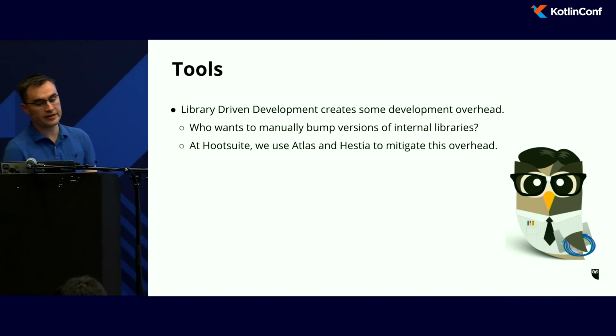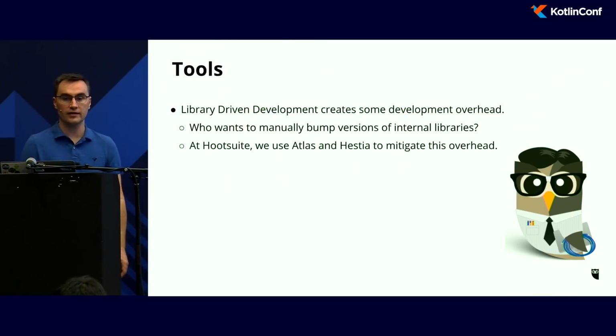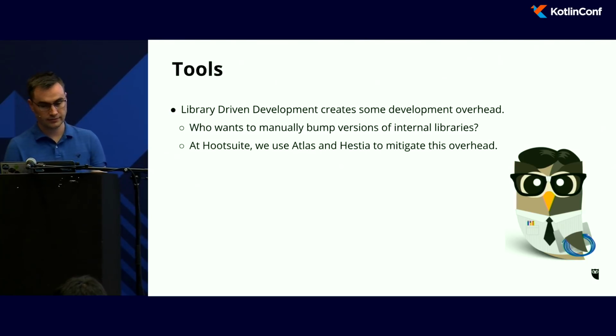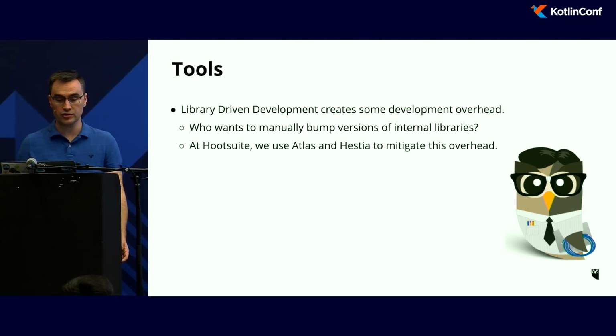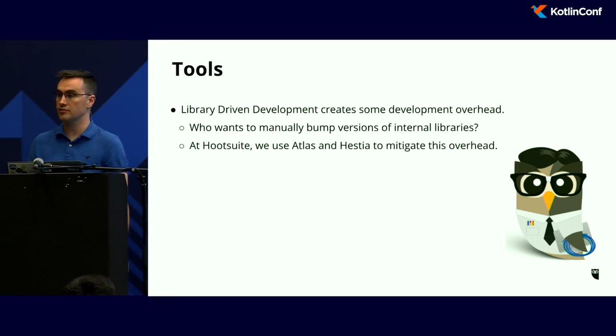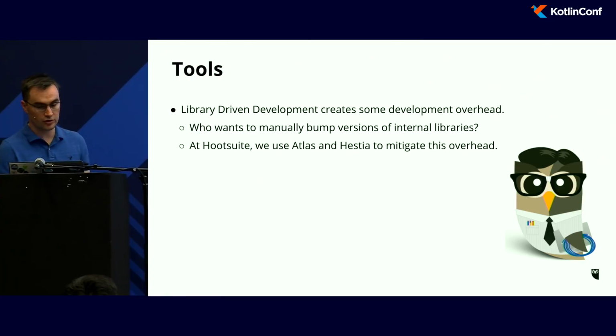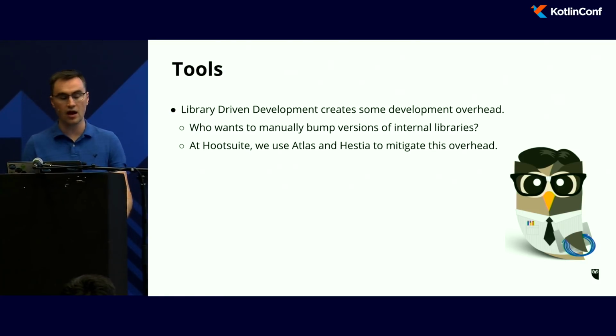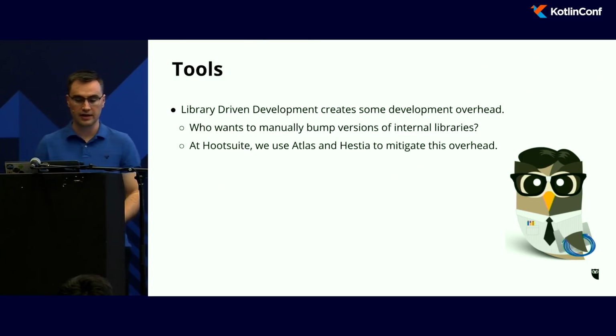So if library-driven development creates that development overhead, what can we do to ameliorate it? Who wants to manually bump versions of internal libraries? When a new version of Kotlin comes out, who wants to go through every repo they own, bump every version, bump the version of those versions, and so on, cascading up a graph? At Hootsuite, our solution has been Atlas and Hestia to mitigate this overhead.